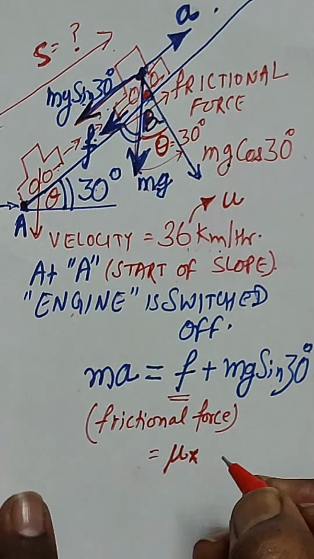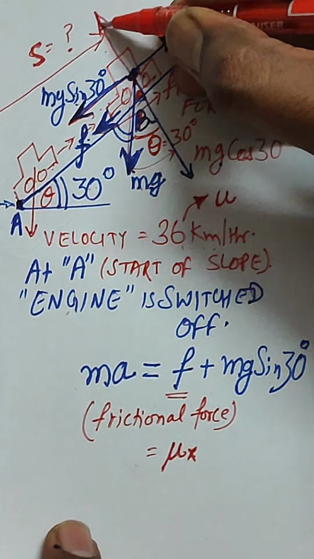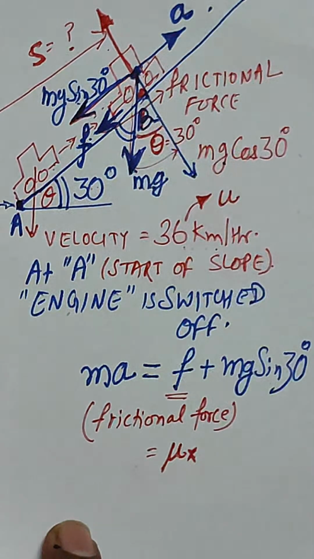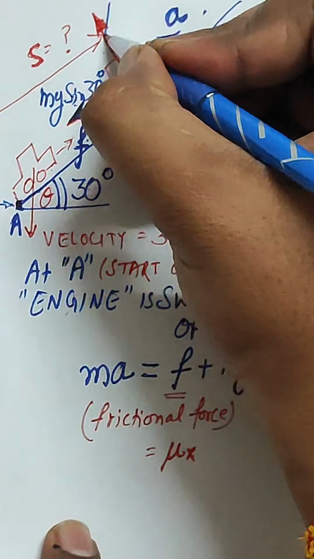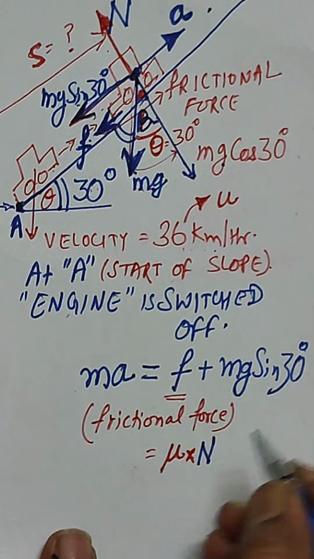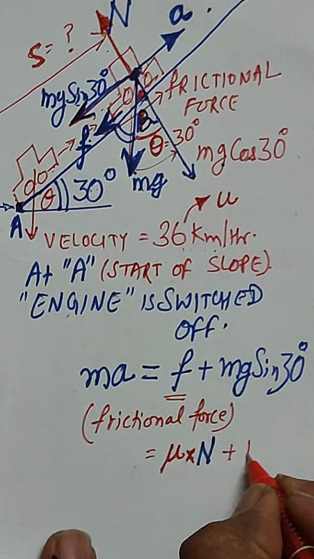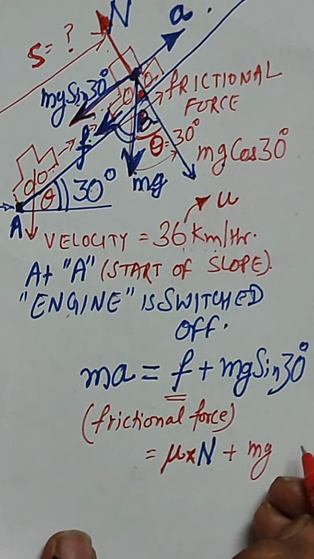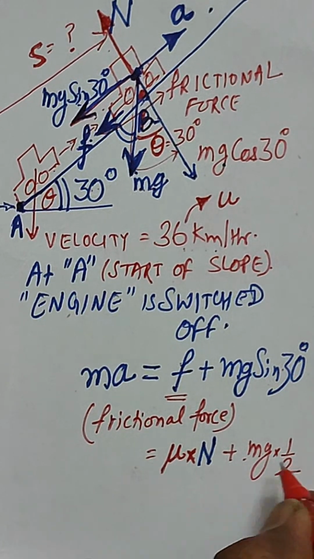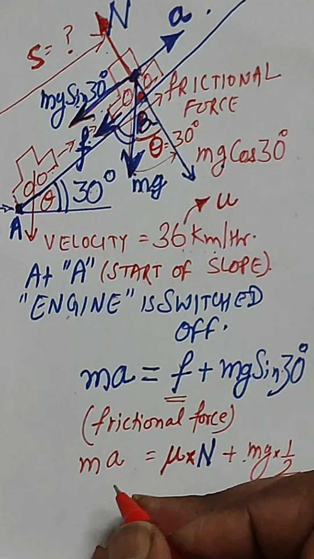the normal. And what is the normal? The normal will be acting in this direction, right? That is always perpendicular to the plane, and let's say this is N. Then if mu N is the frictional force F, then mu N plus mg sin 30, that is mg by 2, since sin 30 is 1 by 2. So this will be written as equal to m into a, right?